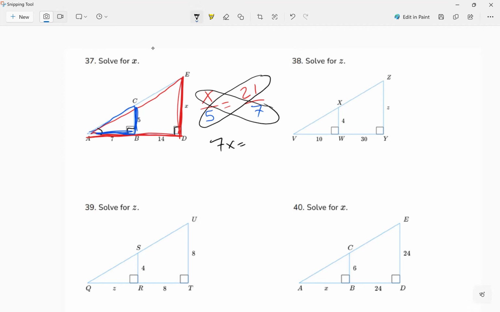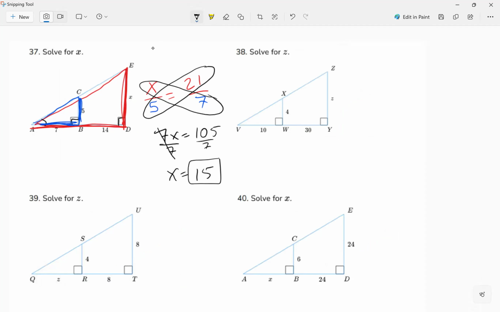5 times 21 is 105. So I have that 7 times x equals 105. Let me divide both sides by 7. So 7 divided by 7 is 1, so that gives me 1x. 105 divided by 7 is 15. So x equals 15. I'm going to type in my value, 15. That's nice. Let's take a look at number 38.